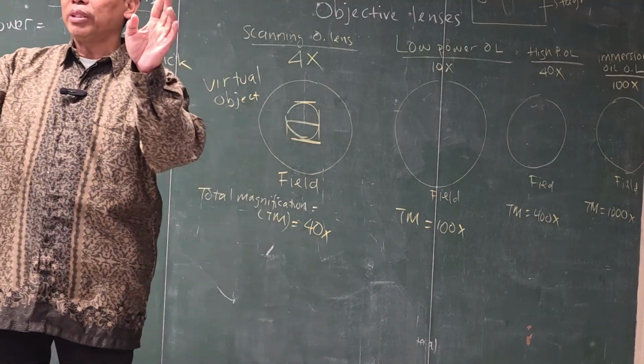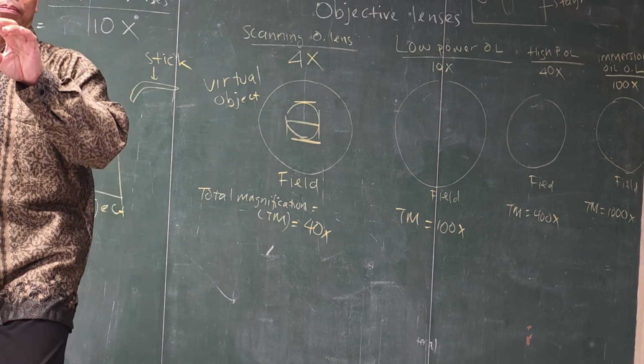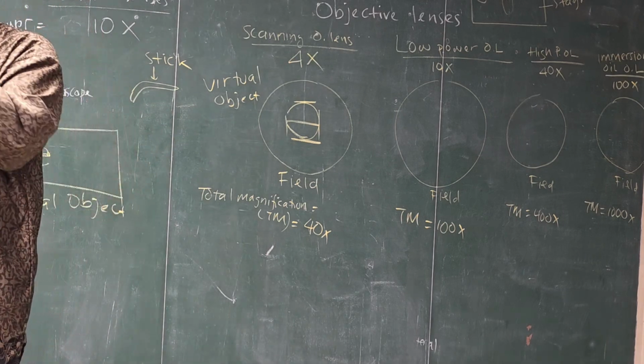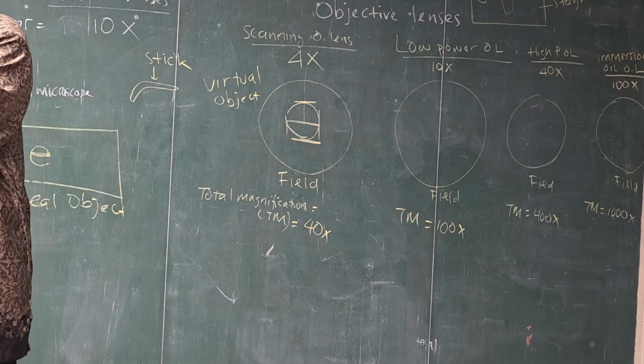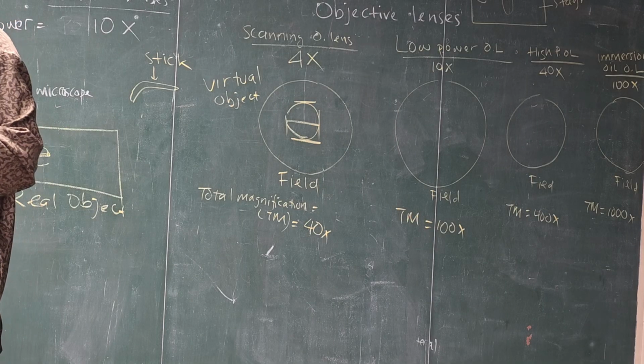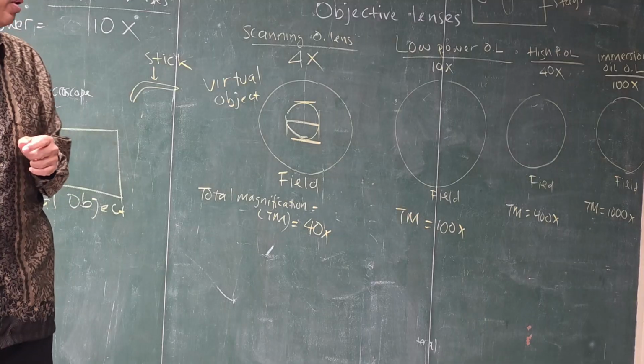Now I want you to move. Don't change anything. Don't change the knob. Don't change the mechanical state. Just change the objective lens. Move it to the low power.